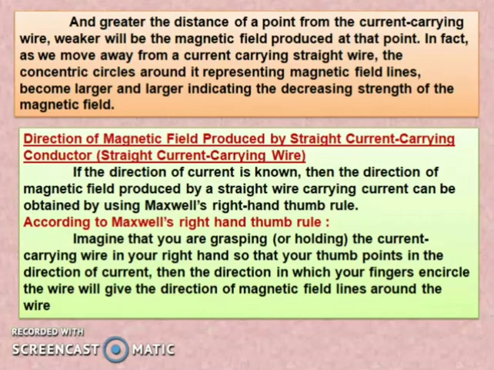So again I am reading this one. Imagine that you are holding the current carrying wire in your right hand, so that your thumb points in the direction of current. Then the direction in which your fingers encircle the wire will give the direction of magnetic field lines around the wire.